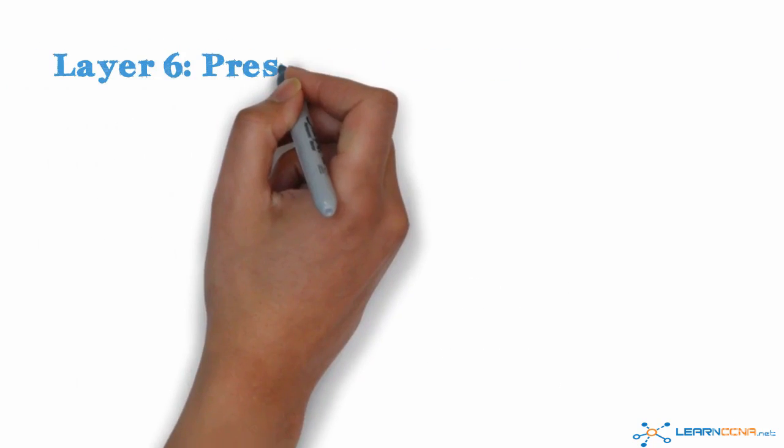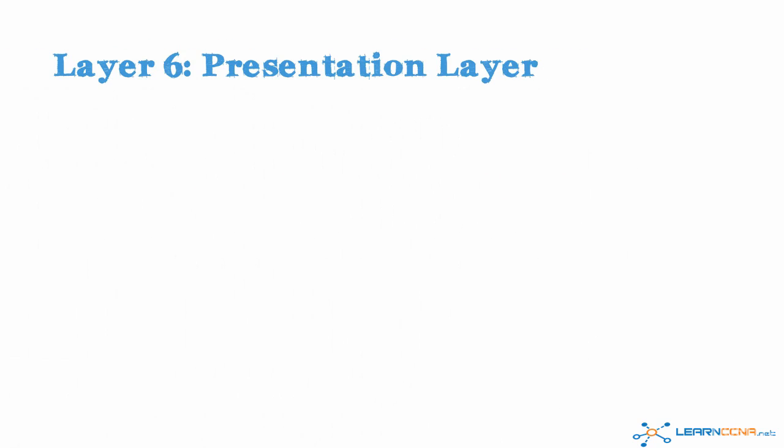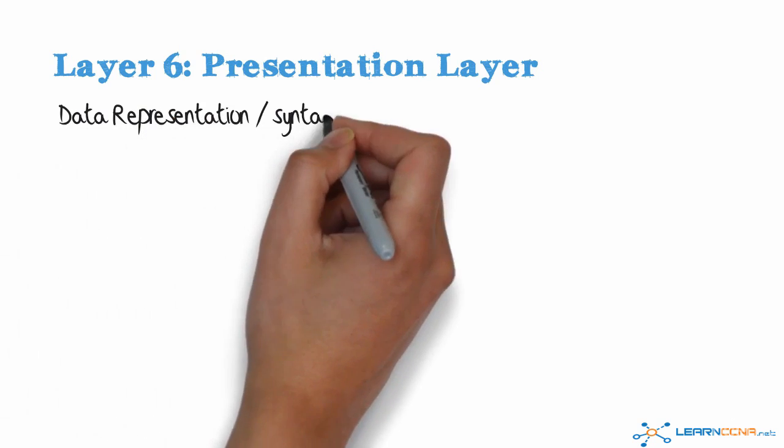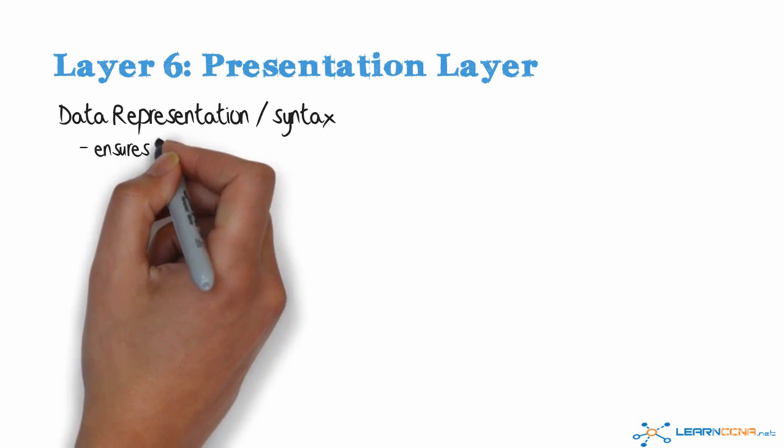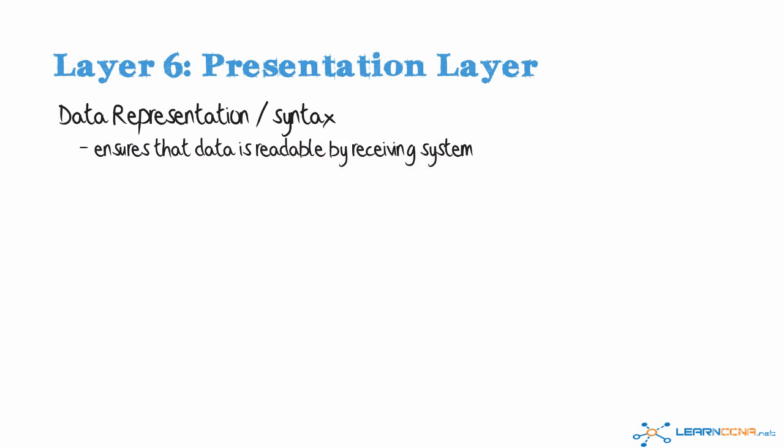Layer 6 is the presentation layer, and this layer is concerned with the actual format that data is presented in. In other words, we're looking at data representation or syntax. The presentation layer ensures that data that is sent by one application can be successfully read by another application. So we need to ensure that the receiving system can understand the data that it's receiving. In other words, that the data is readable.